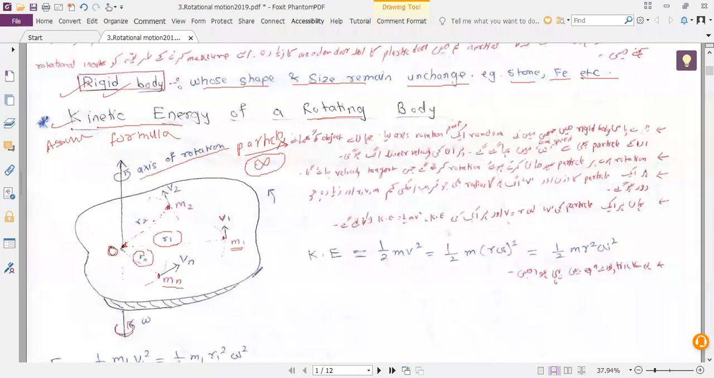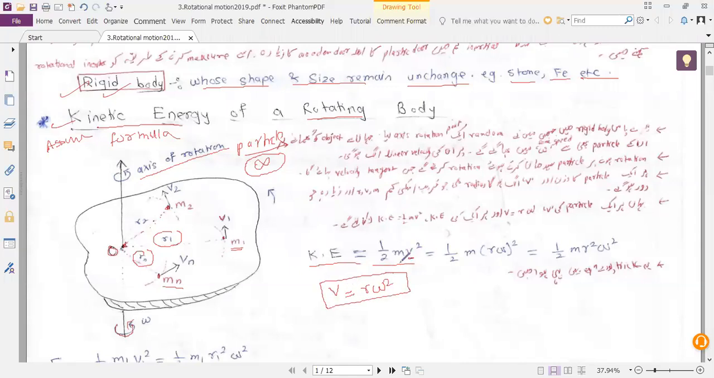Why am I using this term? Because this object has lots of particles and we can't calculate each particle individually. Now we know the kinetic energy formula. Kinetic energy is nothing but half mv square. In the circular motion topic, we know that velocity is nothing but r omega. I hope you remember the velocity formula.